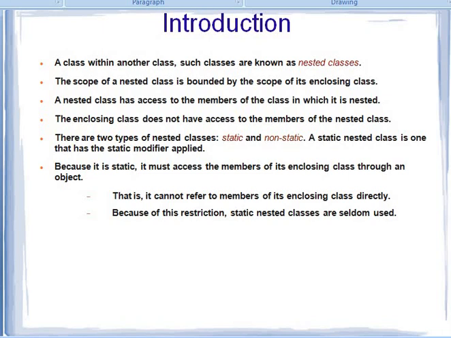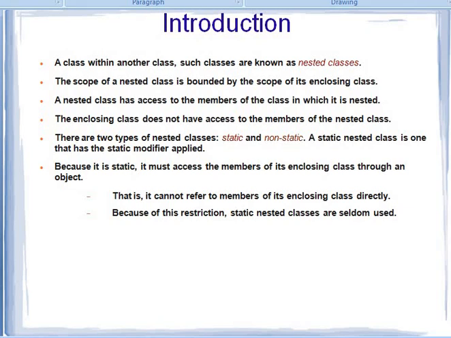For example, we have two classes, class A and class B. Class B is defined within class A. Then the inner class is B because that class is placed inside class A. So obviously class A is the outer class. The scope of a nested class is bounded by the scope of its enclosing class. In our case, the enclosing class is class A. On the other hand, the enclosed class is class B because we have put class B inside class A.